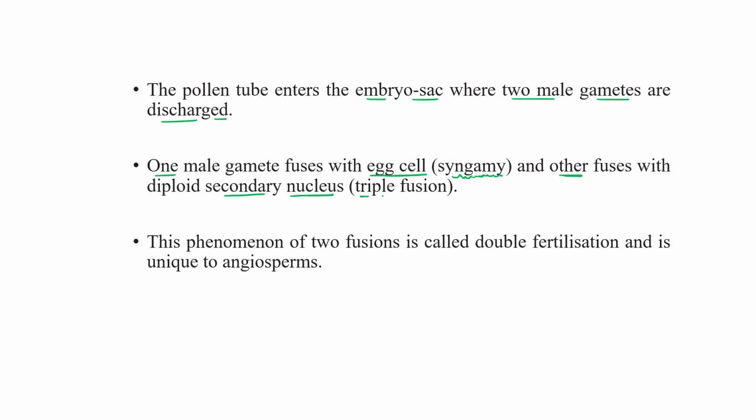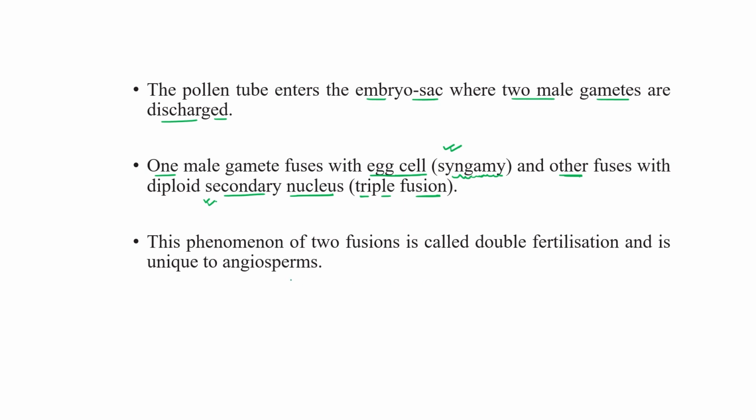So triple fusion is there. The secondary nucleus is diploid. So one male gamete combines with the egg cell, another combines with the diploid secondary nucleus, and this is known as triple fusion.